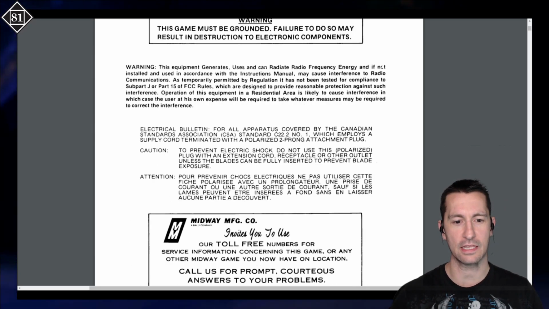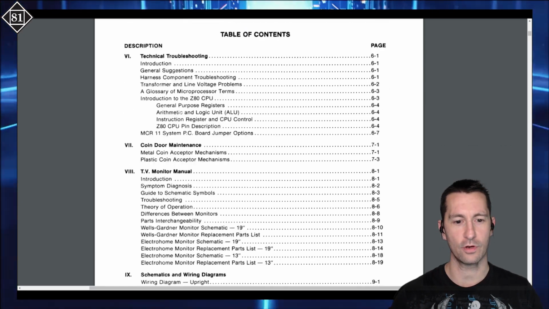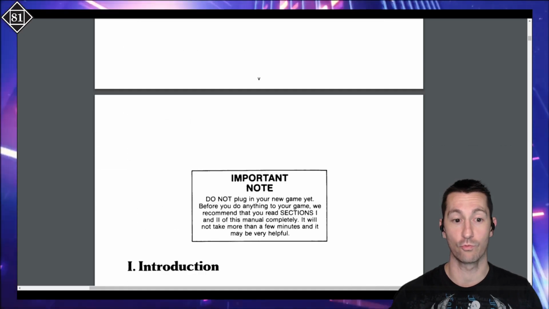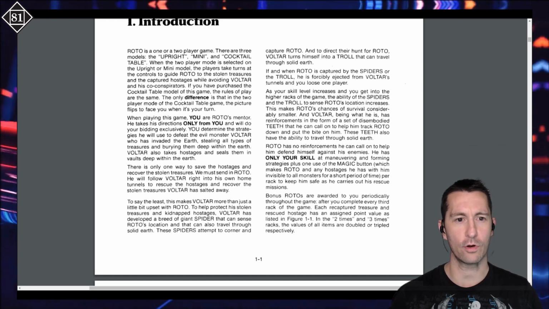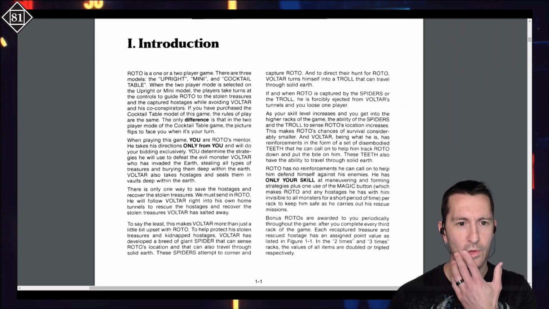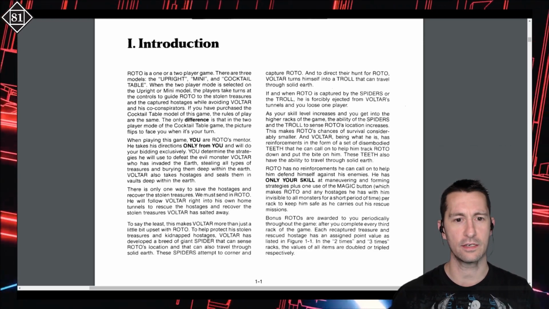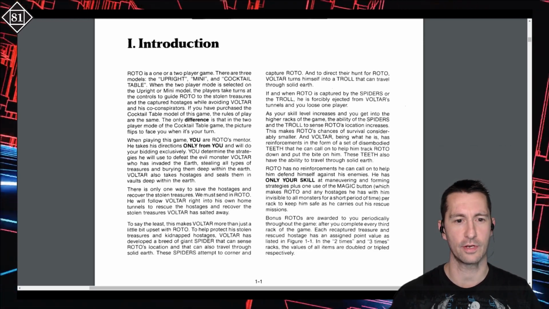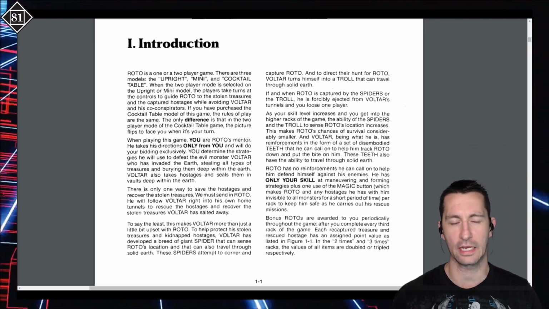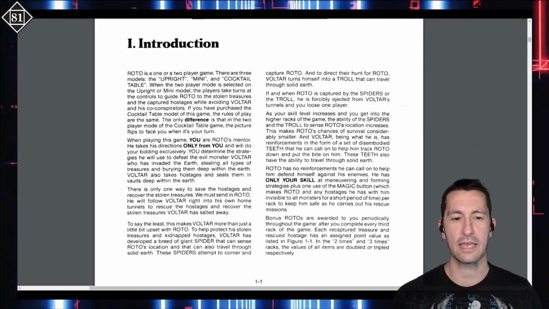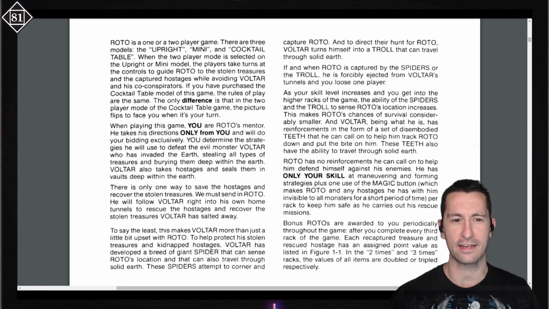So let's scroll down and see if it says anything about the game itself. Robby Roto. There's the intro. Oh yeah, lots of info. Yeah, this is a really long manual. Okay, there we go. 1 or 2 player game. Okay, well, I'll have a second player ready. It looked like the control panel only did 1 player alternating. 2 player mode selected. They take turns. Yeah, so it's alternate. If you have purchased the cocktail, the only difference is the 2 player picture flips. Okay, we're familiar with that. When playing the game, you are Roto's mentor. He takes directions only from you and will do your bidding exclusively.